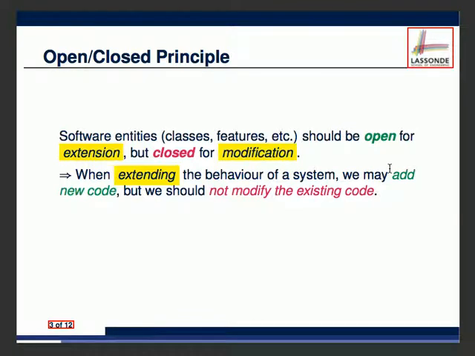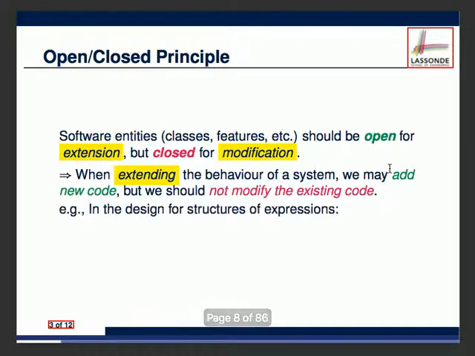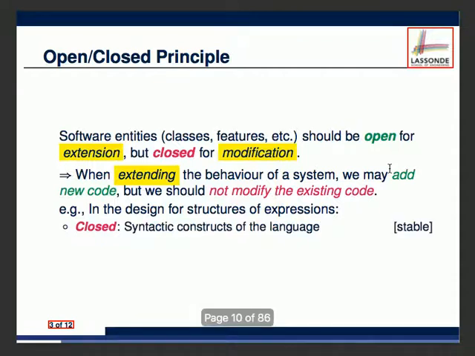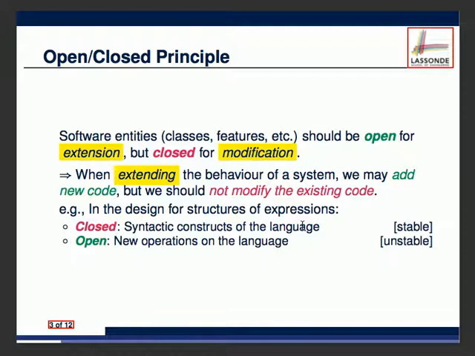This is more abstract at the principle level. Let's say for our case, we have an expression language, a very simple expression language. So what's closed? We assume that the syntactic constructs of the language are closed, which means they're stable. We don't tend to change them. What about open? Open means what can be extended. That means the operations we can support, right? You got pretty print, you got postfix, infix, prefix, type check, evaluate, or code generation, right? You got lots of operations you can support, so that's unstable.